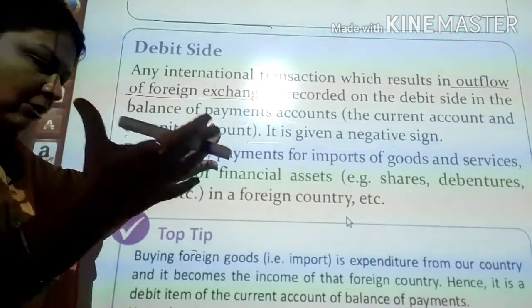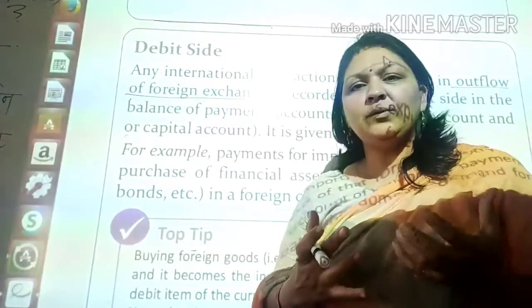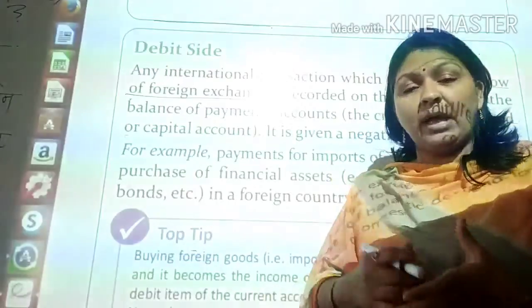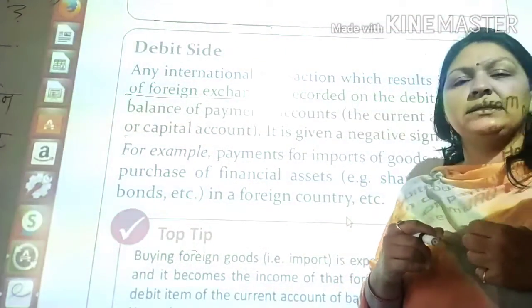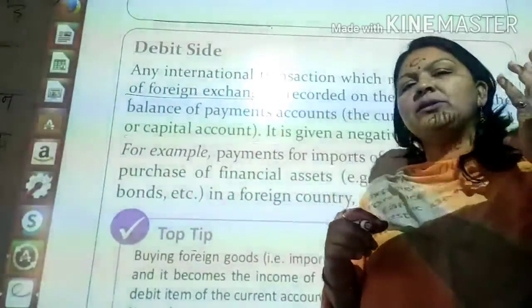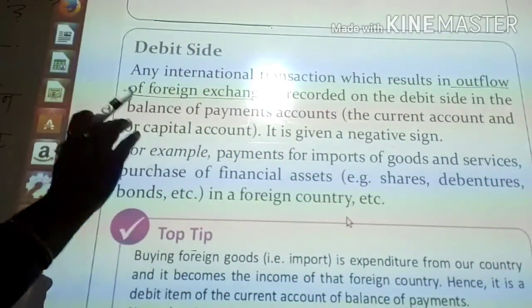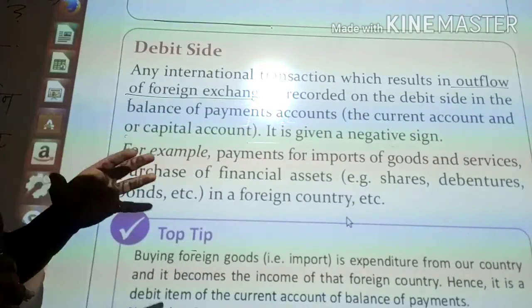पर जब foreign exchange outflow होगा तो definitely आप किसी को पैसा कब दोगे? कब पैसा दोगे? जब उसके बदले में कोई गुड्स या सर्विसेज प्रोवाइड करेगा वो आपको तब. So it means your goods come in your business. Fine. So here funda is also there, but your thinking process may be different. So any international transactions which results in outflow of foreign exchange is recorded on the debit side.